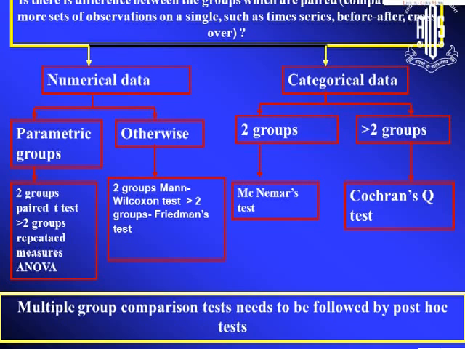Okay, so for this type of numeric data, then just the same algorithm. Numerical data, parametric, two groups: paired t-test. So there is a difference: that was the unpaired t-test and this is the paired t-test. More than two groups, repeated measures ANOVA. There it was ANOVA. Otherwise, if it is not parametric, then for two groups the Wilcoxon test, for more than two groups Friedman's test. Categorical data, two groups McNemar, more than two Cochran's Q test. Same principle again here: if more than two groups show a positive result, then you have to do post hoc analysis to find which group was showing significance. Okay, so this is clear.